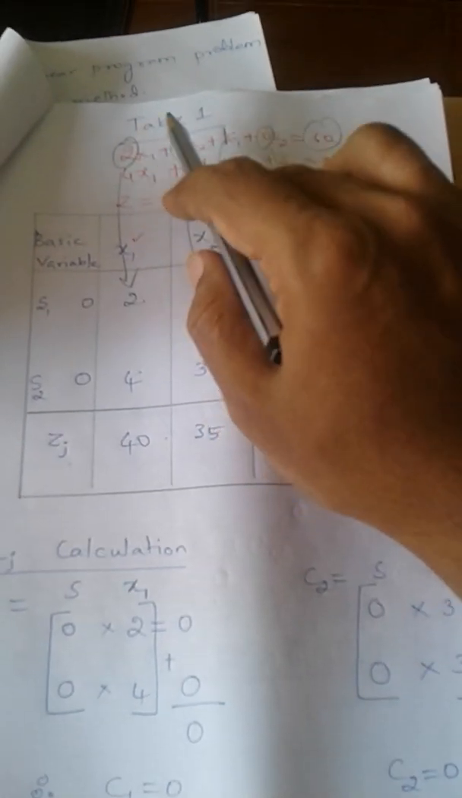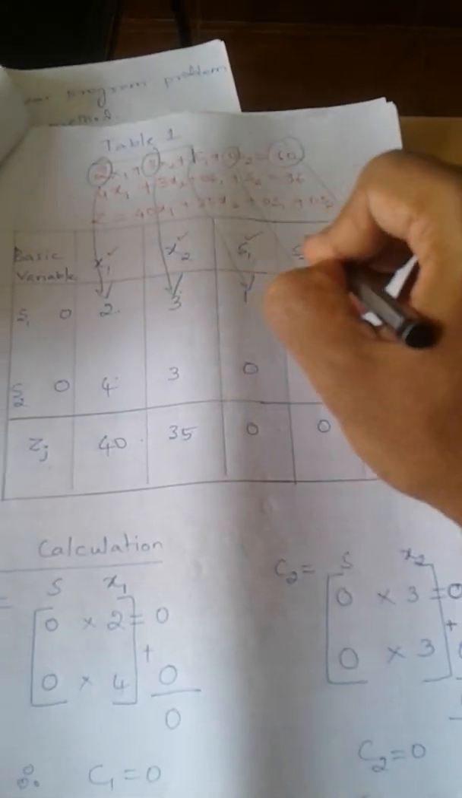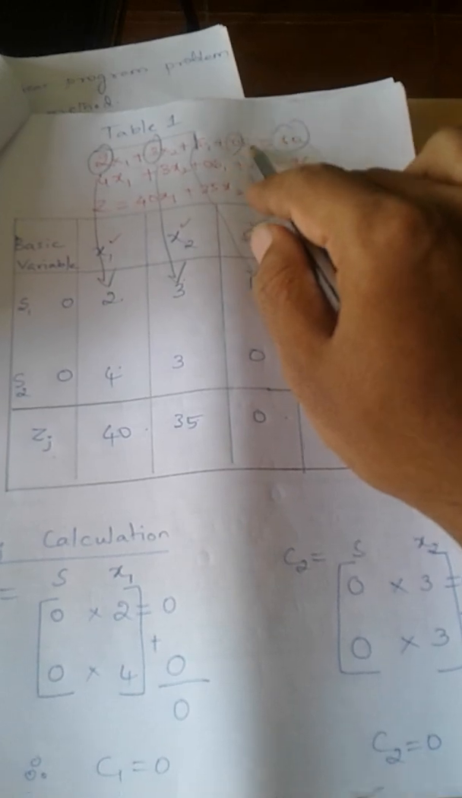So this is how we are supposed to formulate. Before we formulate this particular table, it is important that you introduce x1, x2, s1 and s2 in all the equations. It is important. This is how we are supposed to formulate.